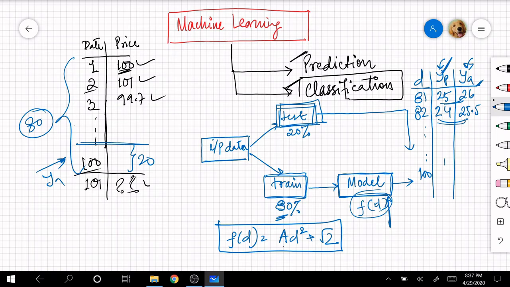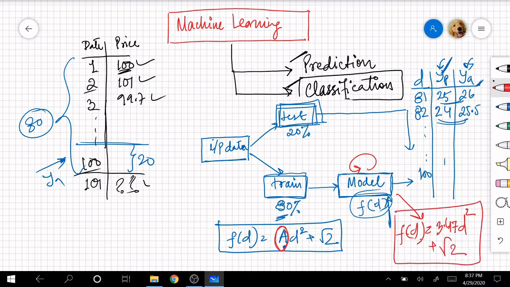So I can go out and try out different values of A in my equation and continue to iterate over it, and keep comparing my errors until I reach a point where I can either no longer improve my equation in terms of accuracy, or I am satisfied with the error. And then I say I have finally built my model, and my model is FD is equal to, let's say this A value is 3.47 D square plus root 2.